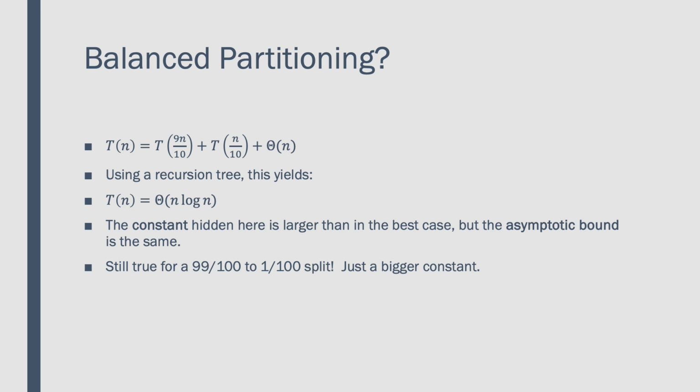The constant hidden in the asymptotic notation is larger than in the perfectly balanced case. However, the overall asymptotic time complexity remains the same. And this means quicksort's performance is robust even when partitions are not ideal.